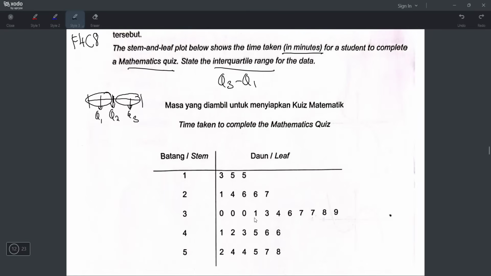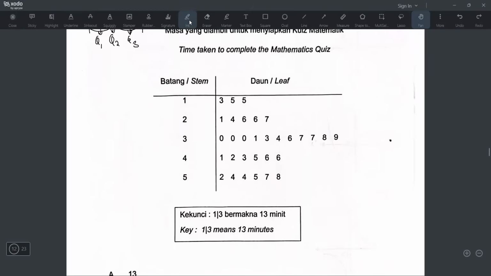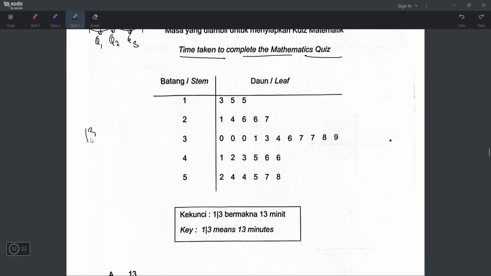Okay, let's come back here. How to get your ungrouped data from here? Of course you can. Let's scroll down a bit. You can see the key here says 1 line 3 means 13 minutes. So this is the data for time taken to complete the mathematics quiz. The student who took 13 minutes, because 1 3 means 13 minutes, then 1 5 means 15, and then 2 0, this one will be 21 minutes, 24. But of course you wouldn't want to list everything. You can, but it would take a lot of time. And after you list everything, you have to cut to find the middle number, the Q2. And after finding Q2, for the first half you have to take the middle again to find the Q1.